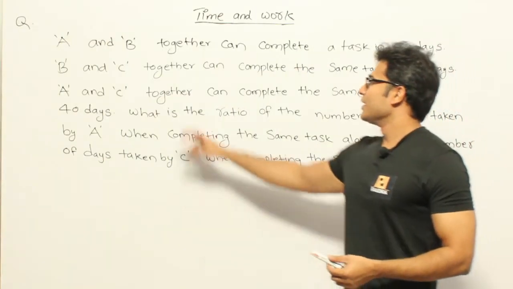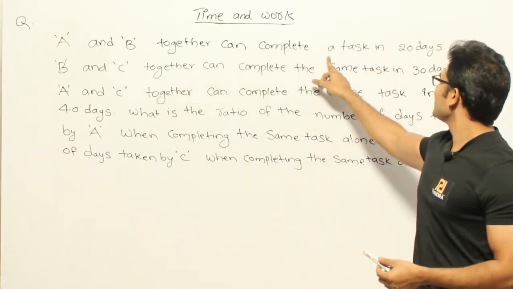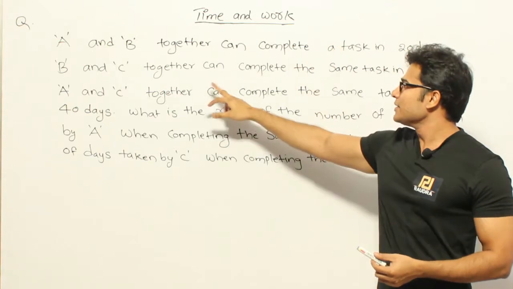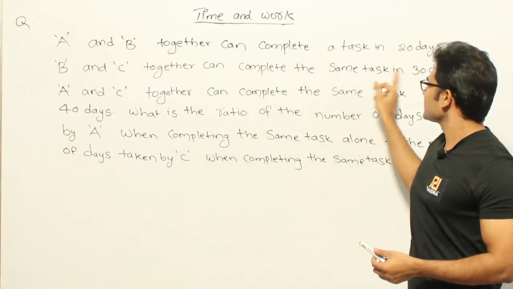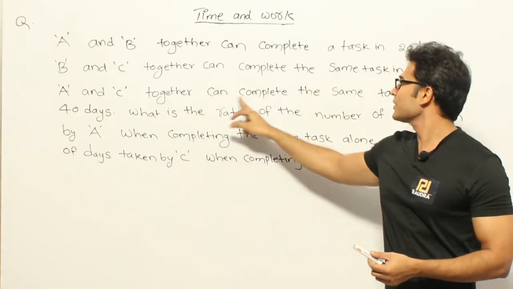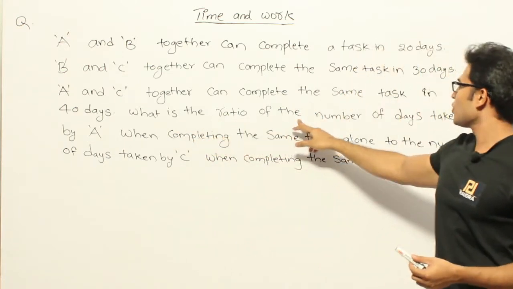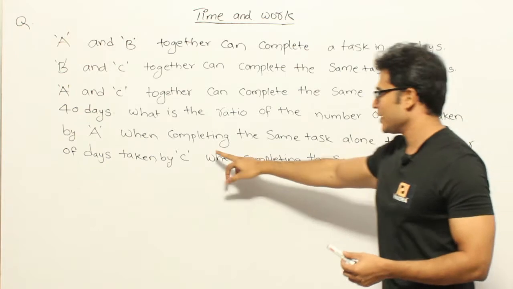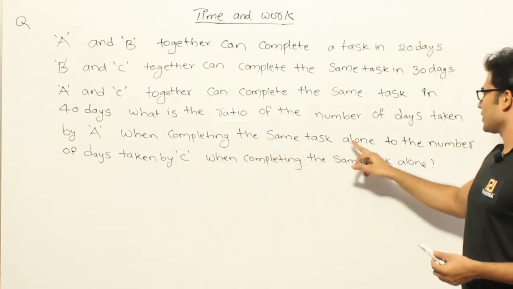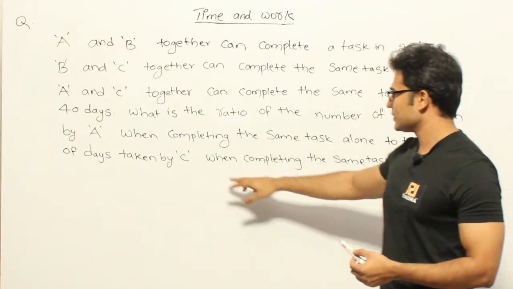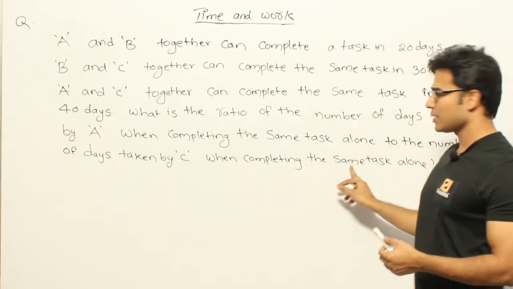Let's see this question. A and B together can complete a work in 20 days. B and C together can complete the same task in 30 days. A and C together can complete the same task in 40 days. Then what is the ratio of number of days taken by A when completing the same work alone to the number of days taken by C when completing the same task alone?